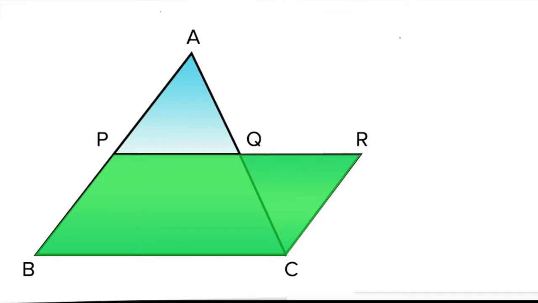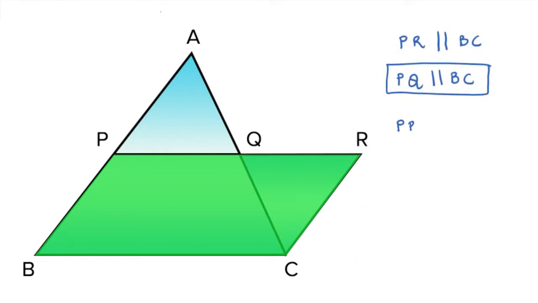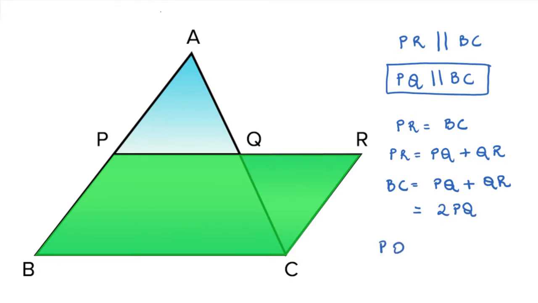So PR is parallel to BC, or we can also say that PQ is parallel to BC. And since it is a parallelogram, PR is equal to BC. Okay? But what is PR equal to? PQ plus QR. So what will we say? BC equals PQ plus QR. Also PQ equals QR. So what will this become? BC equals 2PQ, or PQ is equal to half BC.